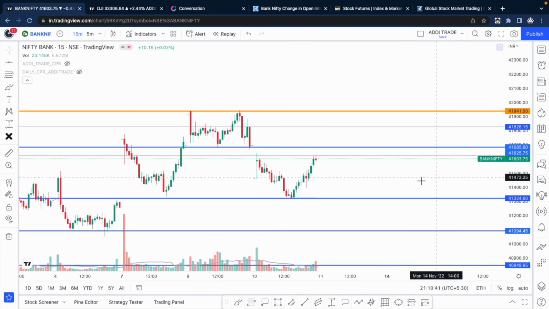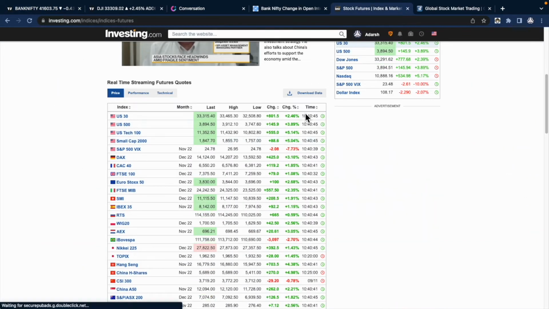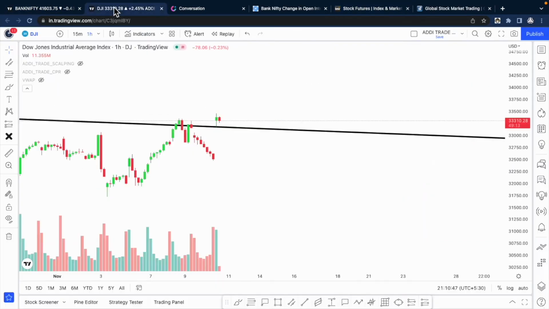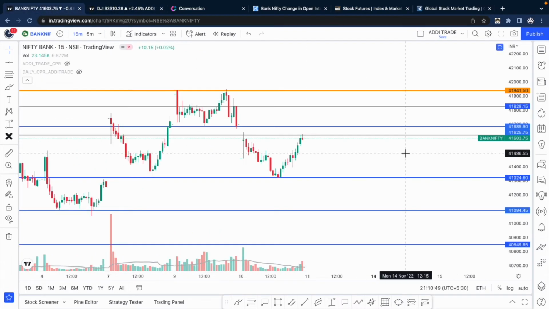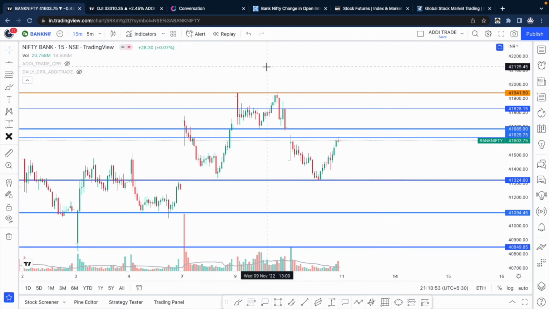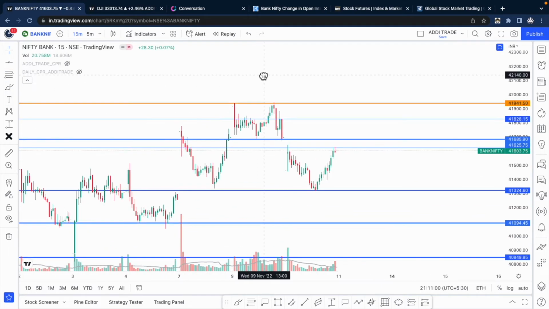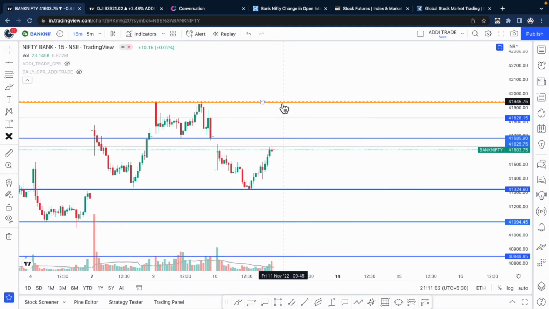My overall view for the market, even after such a big gap up from the US market, is still bearish. I'm not extremely bullish on the market. Probably if we get a gap up and hold this 42,000, maybe then my view might become bullish. So wherever we get some kind of a pullback on the higher side, definitely I'll look to short.